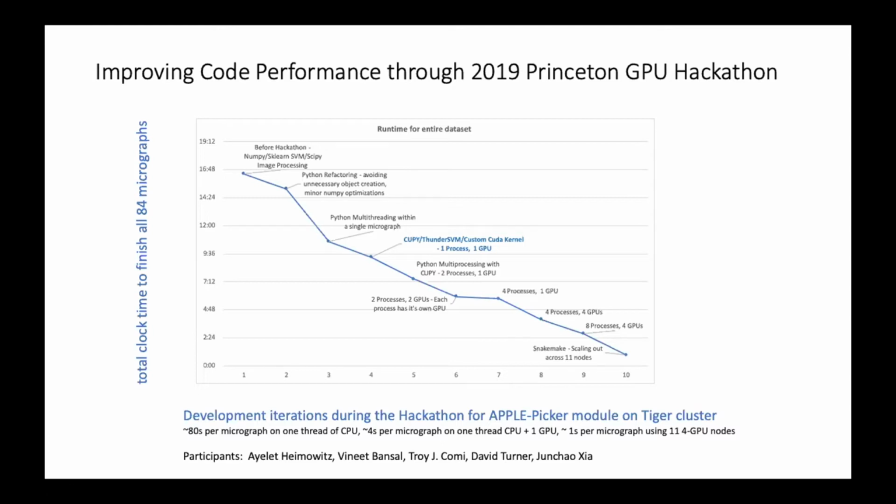After we implemented the GPU code using CuPy and other libraries, we were able to reach 4 seconds per micrograph on one CPU thread and one GPU. That was 20 times faster. Even more, if we combine multiple GPU nodes with multiple CPUs on the Tiger cluster, we can reach 1 second per micrograph. So that's almost 18 times faster.